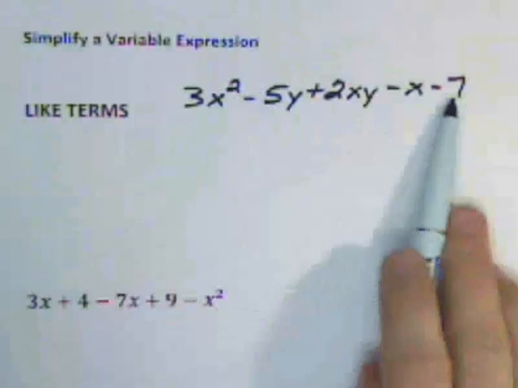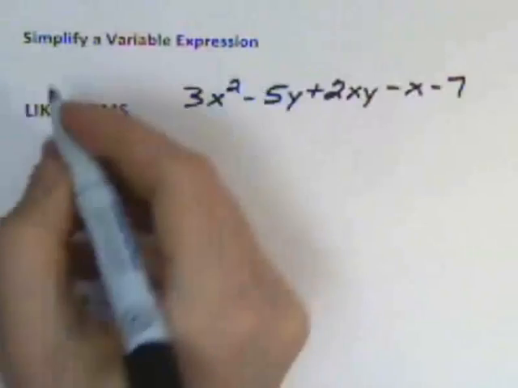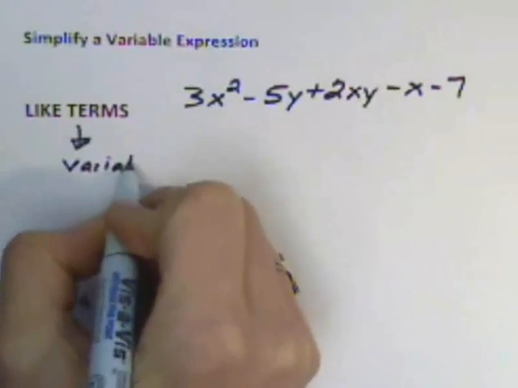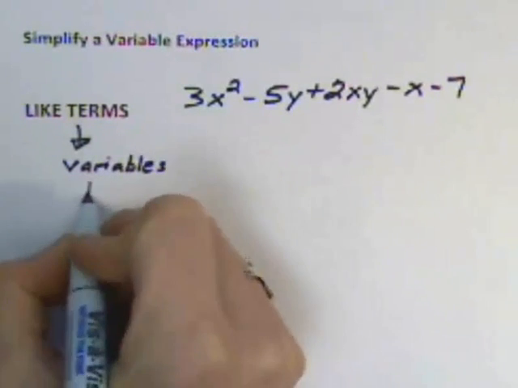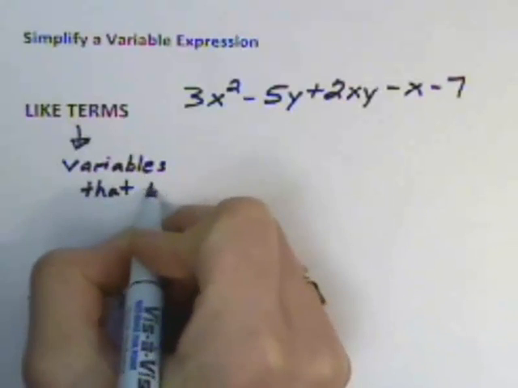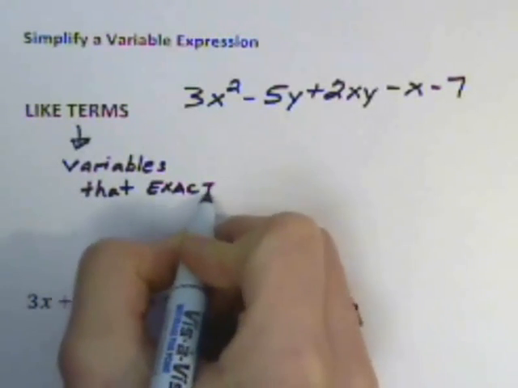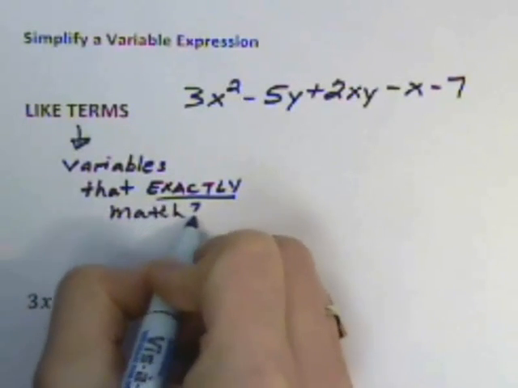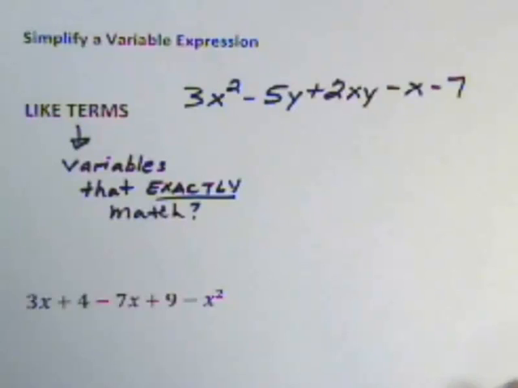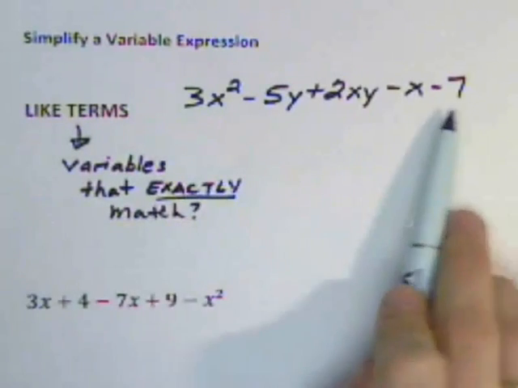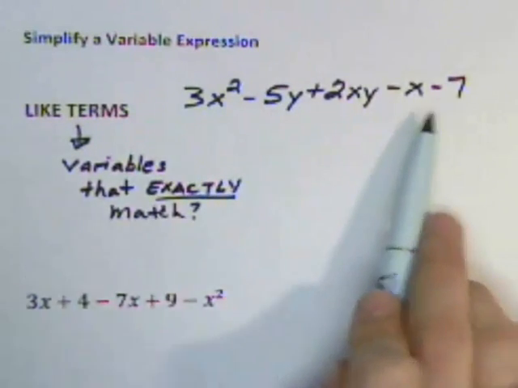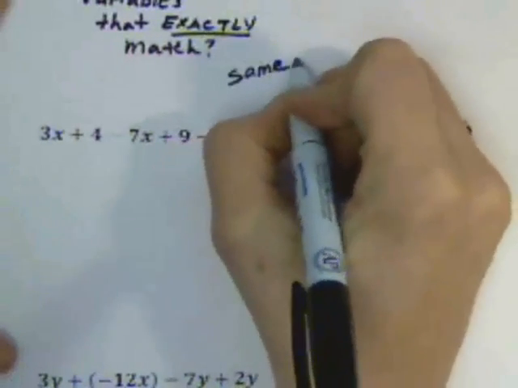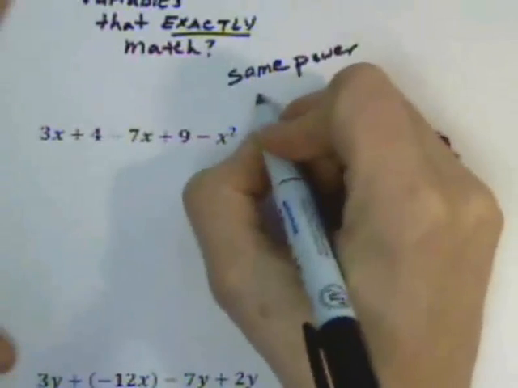Like terms. What we're looking for is, do we have any letters, any variables that exactly match? And in this case, hopefully you're thinking, no, we can't simplify this one, even though it is an example of one that does have different terms. Exactly means to the exact same power and the exact same letter.